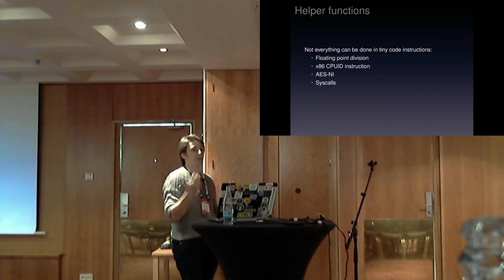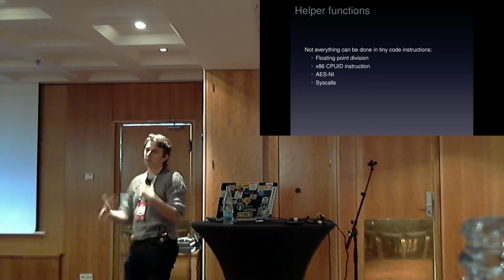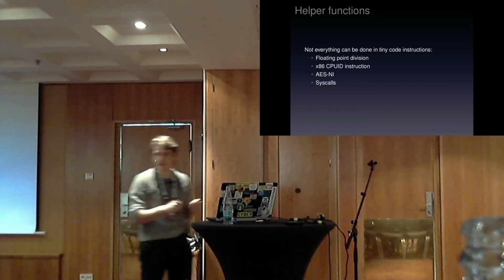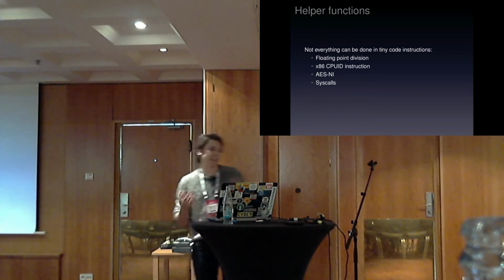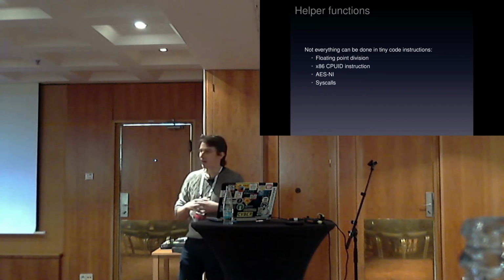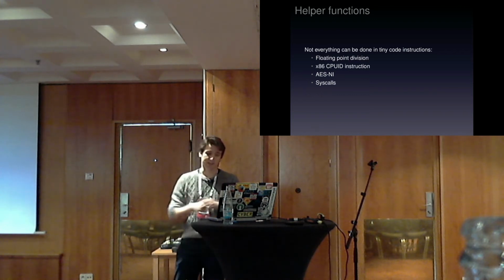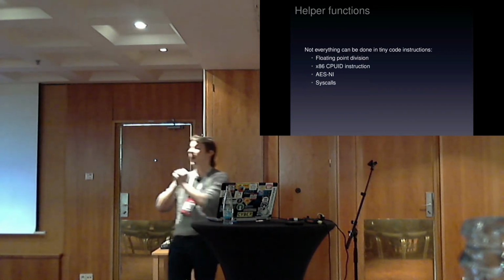Think about floating point division. To implement floating point division in C, it would require some tens of lines, okay? So doing that in tiny code instructions would be very cumbersome. So QEMU offers an alternative to implementing things in tiny code instructions, which are helper functions.